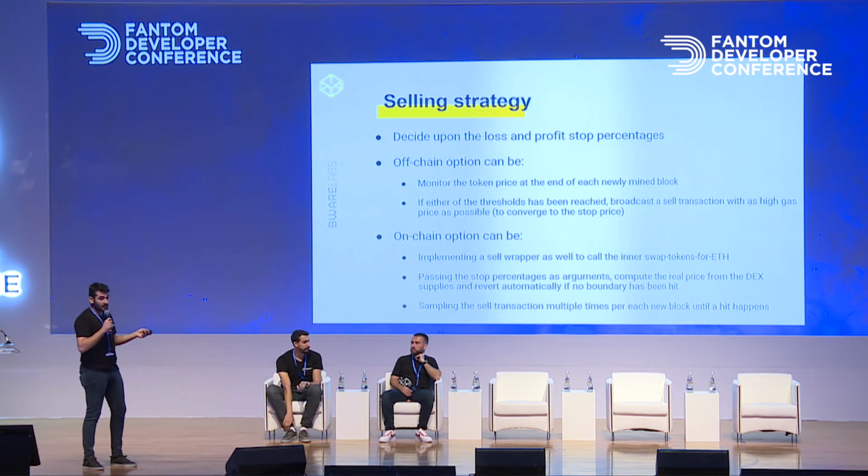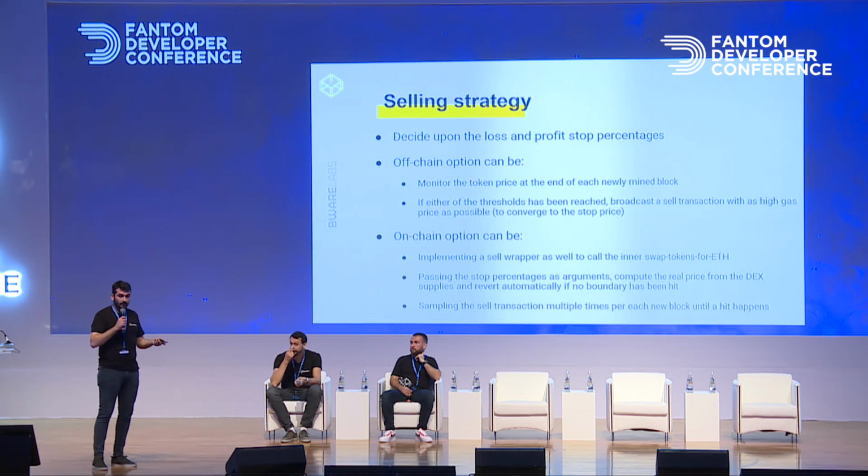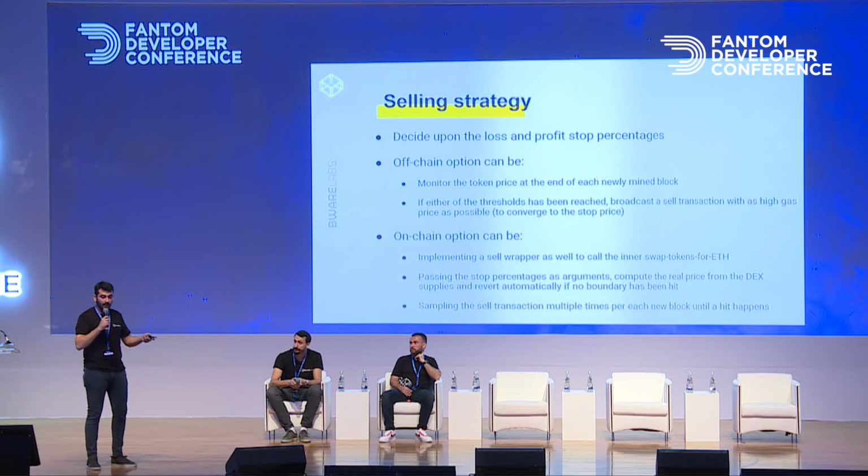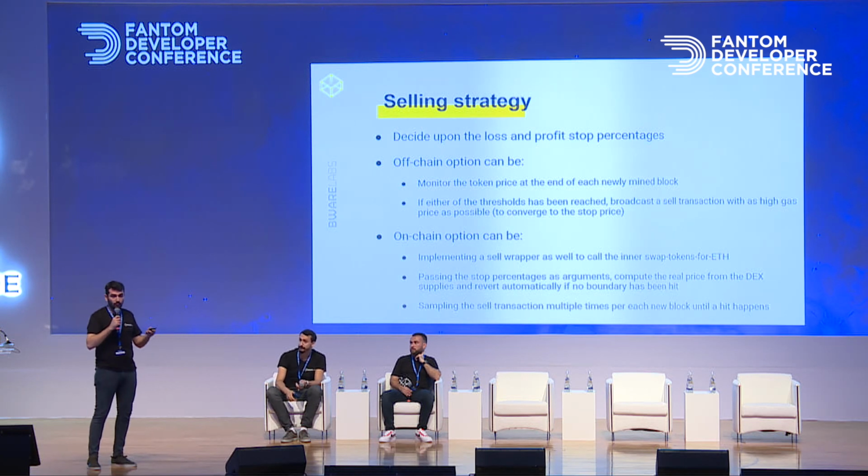The off-chain option will be to interrogate the price of the token, but that's the real value only at the end of each new mined block. In order to sample the price in between blocks, one possible strategy would be to also use the swapper contract presented before and automatically revert if the price hasn't hit any of the thresholds.